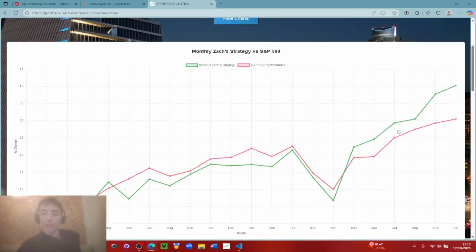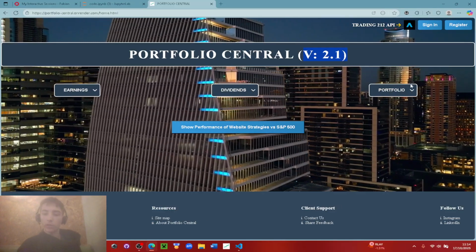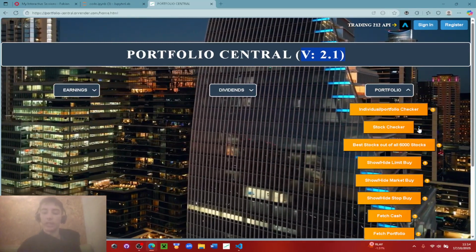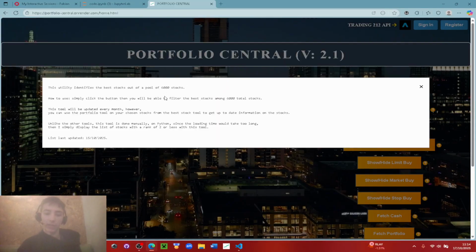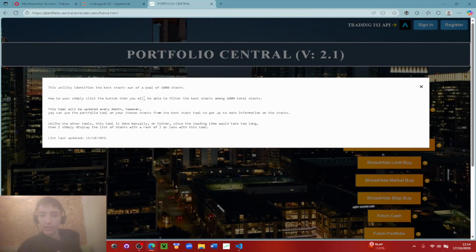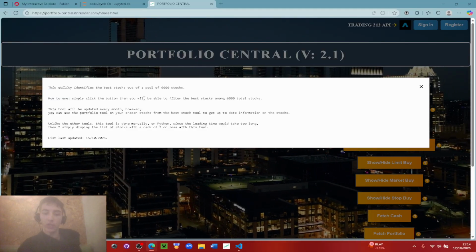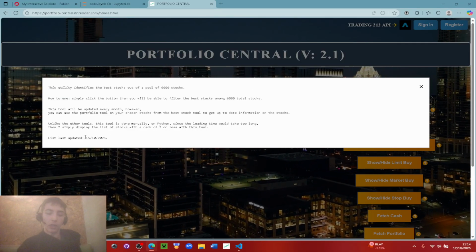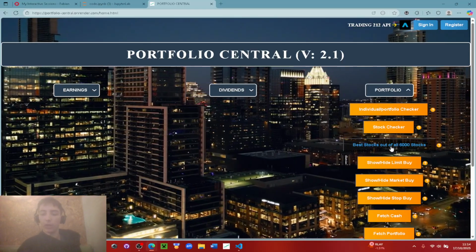But yeah, I believe it will come true in time. So those are the charts. The other thing that always gets updated is this best stocks out 6000. So these are stocks that are identified by my algorithm every month. So you can see last updated, yeah, basically yesterday when I ran the algorithm.